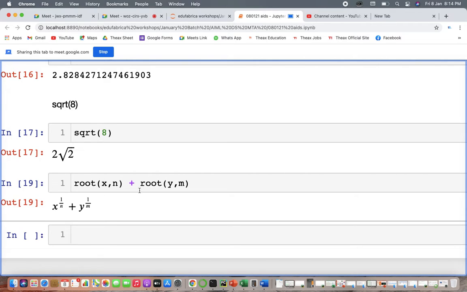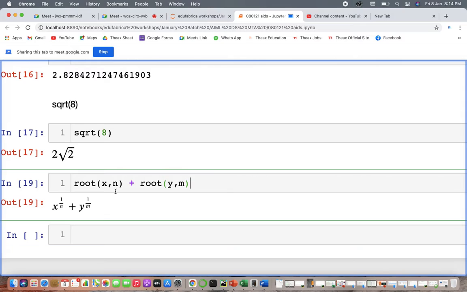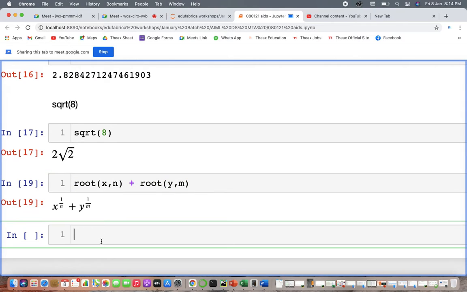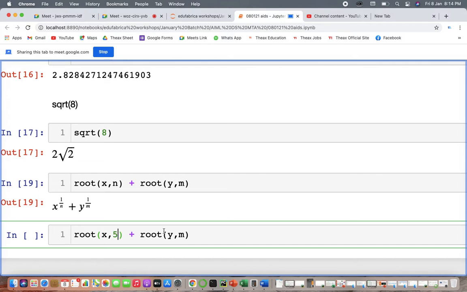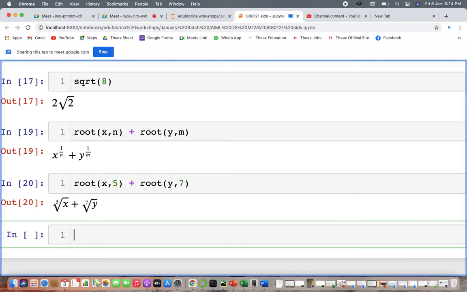Alright, so in place of this x and all, if I give some numbers here, like x root of 5 and y root of 7, it should be like this, 5th root of x and 7th root of y. I guess clear?